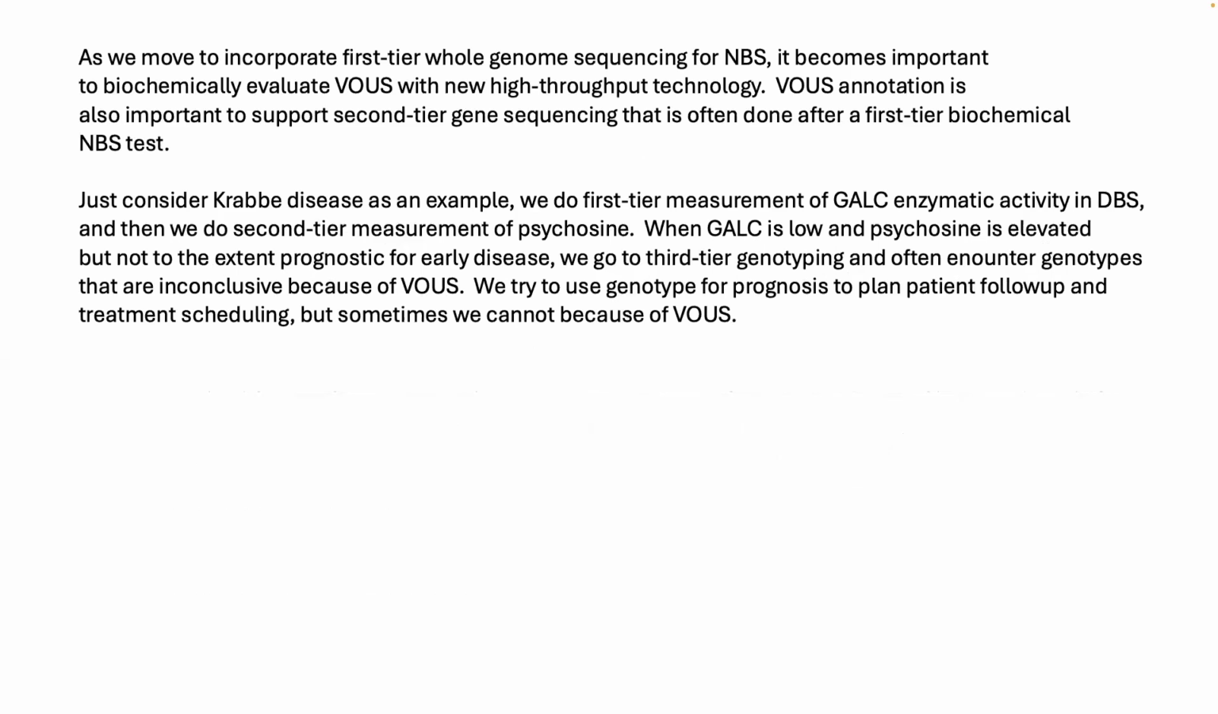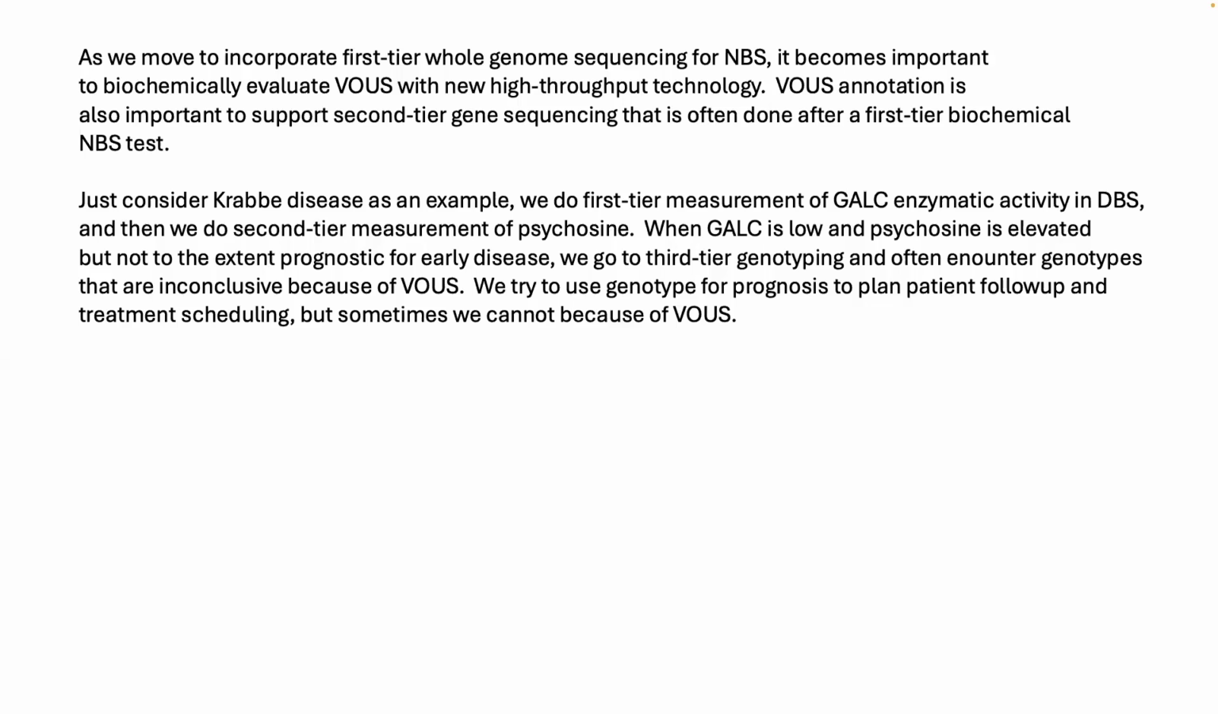As we move to incorporate first-year whole genome sequencing for newborn screening, it becomes important to biochemically evaluate VUs with new high-throughput technology. VU annotation is also important to support second-tier gene sequencing that is often done after a first-tier biochemical test. We heard a lot today about VUs and inconclusive genotypes, and following patients with 2 to 10 nanomolar cytosine that are at risk for late-onset disease.